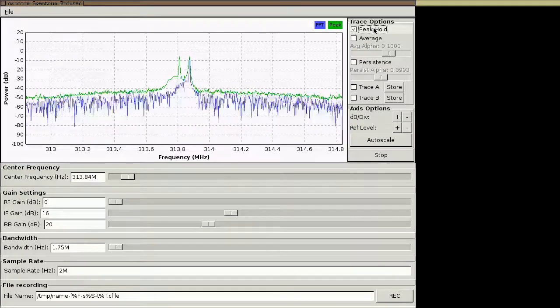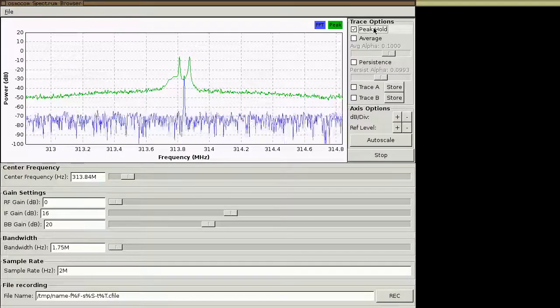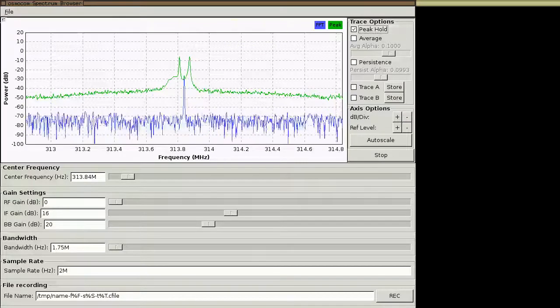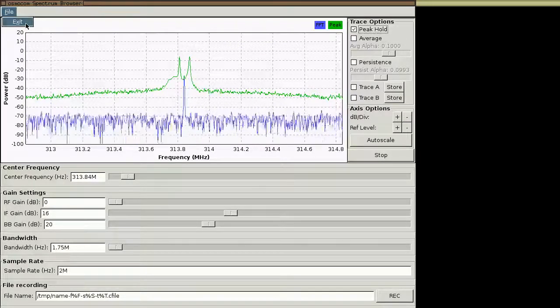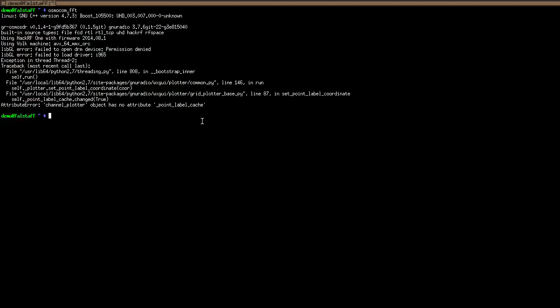Now, let's see what happens if we look at this signal using GNU Radio Companion. I'm going to close this Osmocom FFT window and start up GNU Radio Companion.